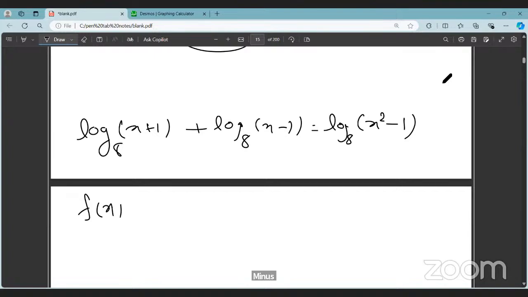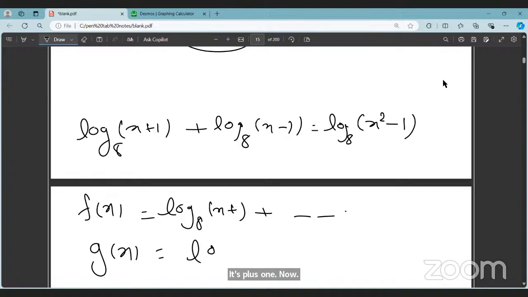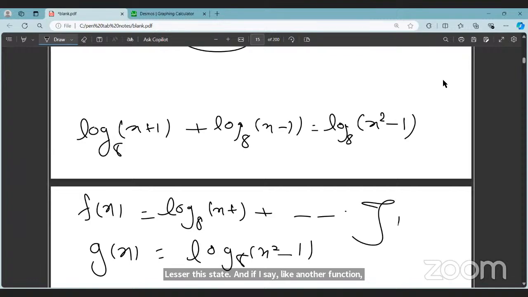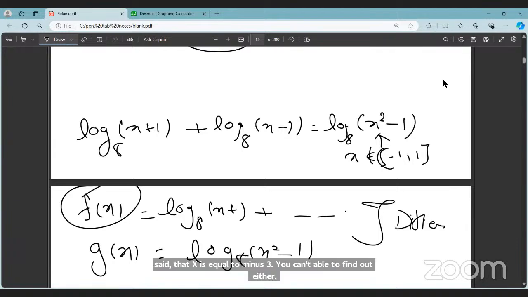But when I say that my f(x) is this expression, log base 8 of x plus 1 plus log base 8 of x minus 1, and another function is log base 8 of x square minus 1, as functions they are not equal because they have different domains. Different sets of values are acceptable in both of them, right? Here you are accepting all the values which do not belong to the closed interval from minus 1 to 1. Any values beyond this interval will be acceptable. But this function f won't accept them. If x is equal to minus 3, you can't find anything. So as functions, they are different. That's why we discarded minus 3.